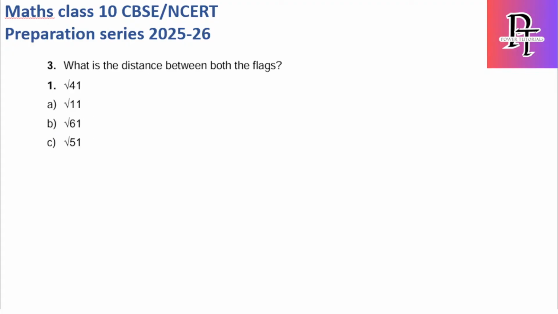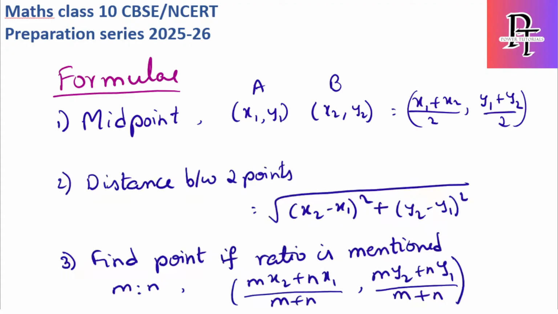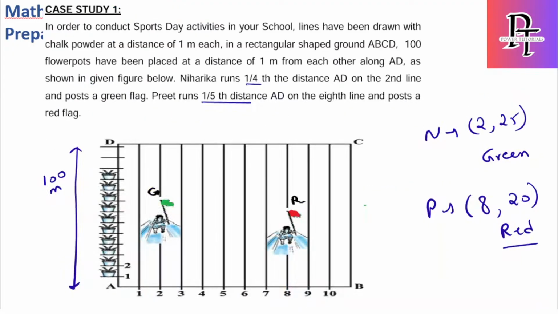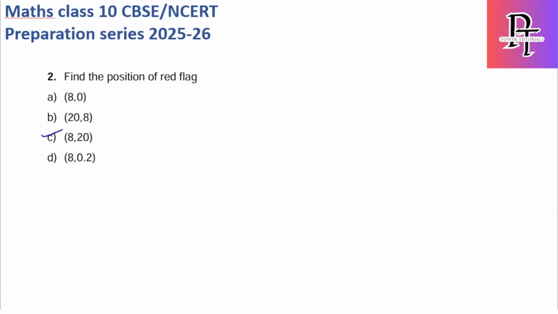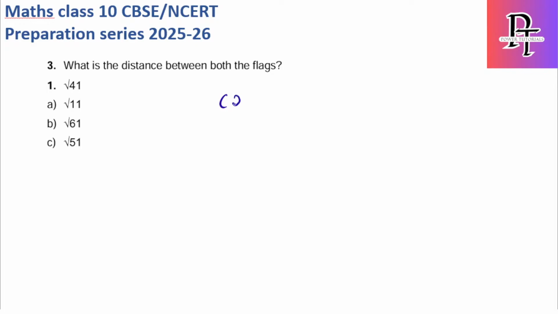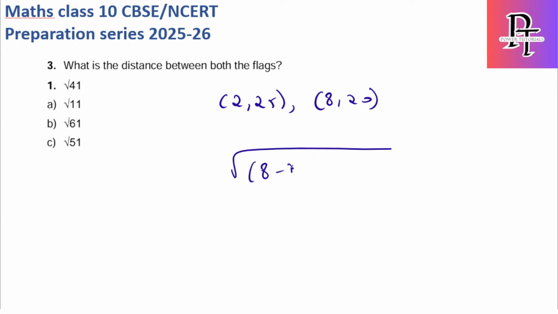Okay, let's move to the third question. What is the distance between the flags? Yes, now here we have to use the other formula which I told you, which is the root of (x2 minus x1) whole square plus (y2 minus y1) whole square. What are the points here? 2 comma 25 and 8 comma 20. So let's use the formula: root of (x2 minus x1), which is (8 minus 2) whole square, plus (y2 minus y1), which is (20 minus 25) whole square.